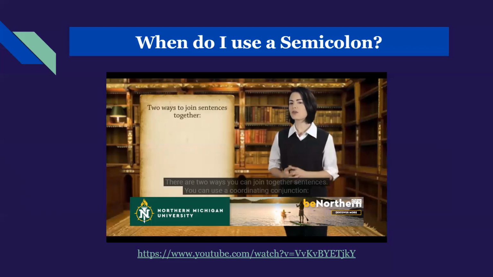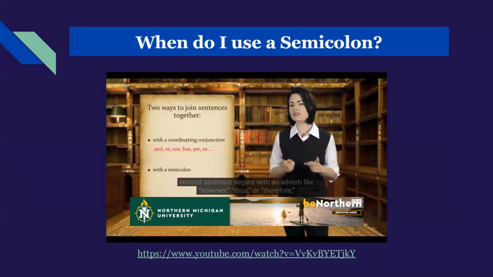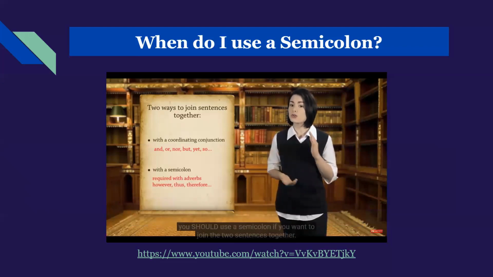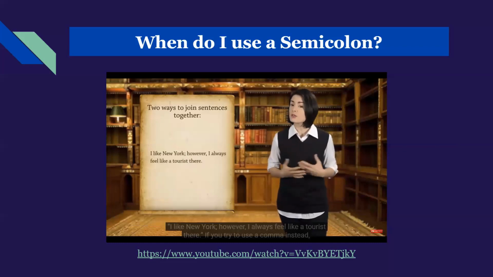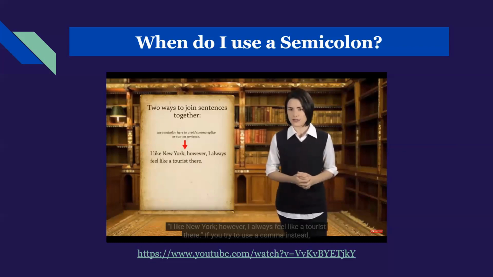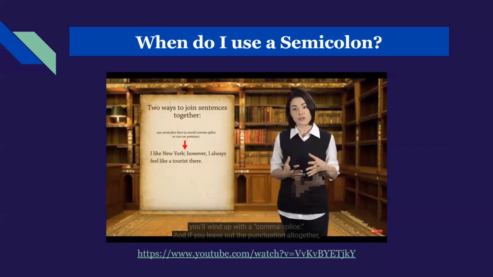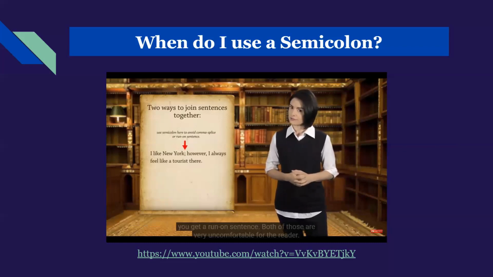There are two ways you can join sentences together. You can use a coordinating conjunction: and, or, nor, but, yet, so, or you can use a semicolon. Note that if your second sentence begins with an adverb like however, thus, or therefore, you should use a semicolon if you want to join the two sentences together. I like New York; however, I always feel like a tourist there. If you try to use a comma instead, you'll wind up with a comma splice. And if you leave out the punctuation altogether, you get a run-on sentence. Both of those are very uncomfortable for the reader.